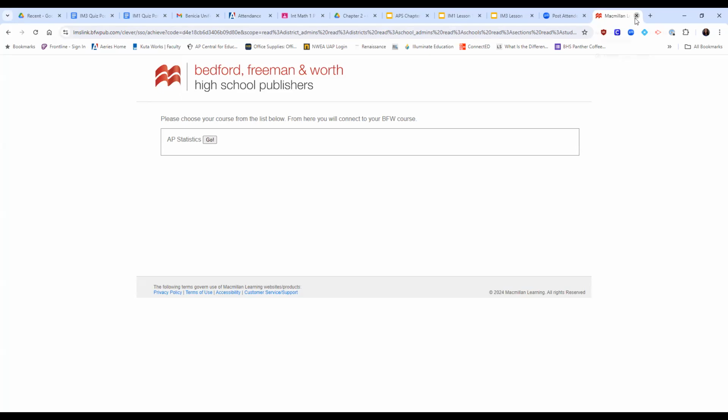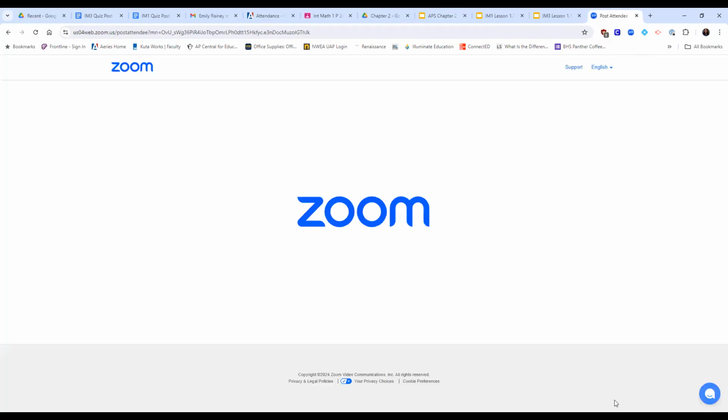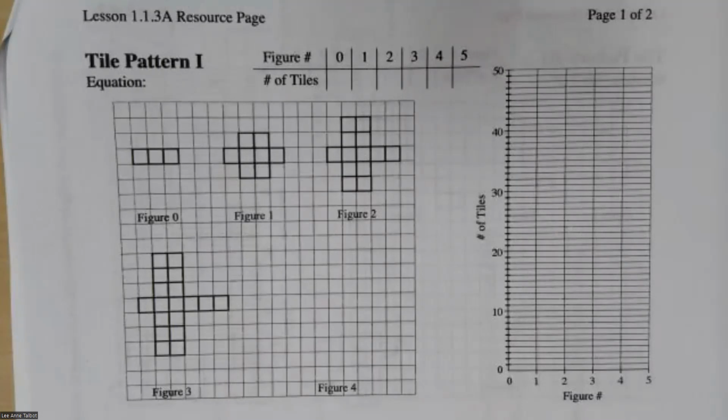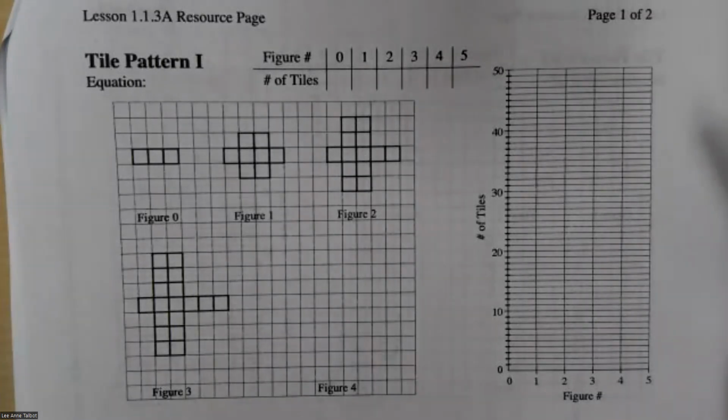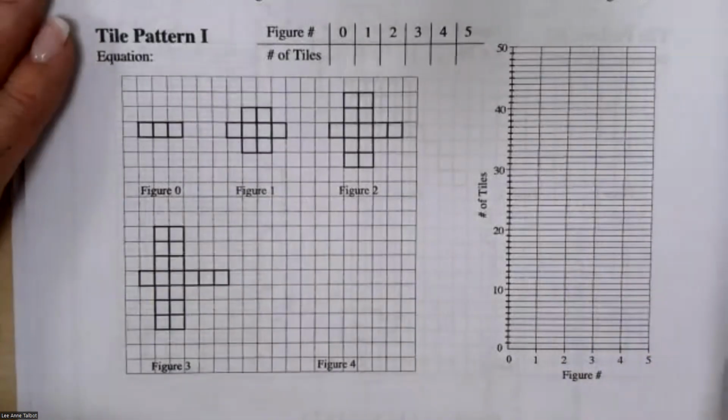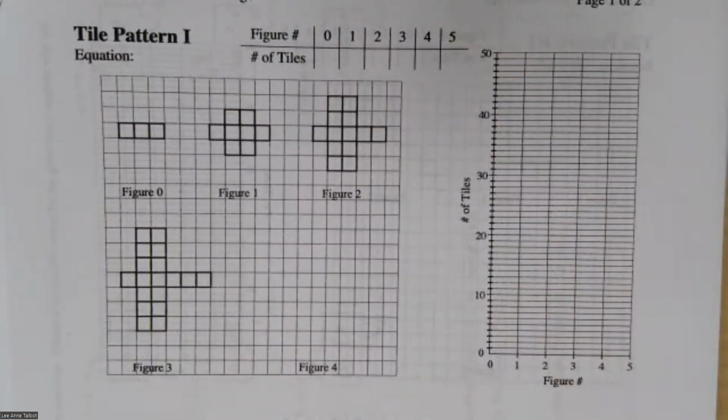Hopefully yours does not do this. I don't know what happened there, but anyway. Okay. So tile pattern 1, we're going to do a bunch of different things on this page, but the first thing I want to do is shade. Do I use a graphing notebook for my homework? Yes, just keep going in your graphing notebook right after we do the notes today, and then put the homework right after it. Does that make sense? I'll show you when we do it.